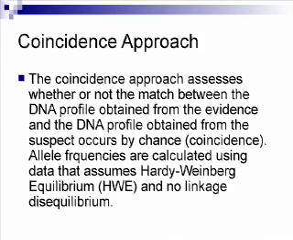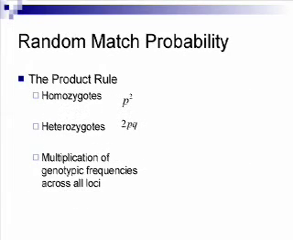Allele frequencies are calculated using data that assumes Hardy-Weinberg equilibrium and no linkage disequilibrium. Homozygote frequencies are determined by p squared and heterozygote frequencies by 2pq, the Hardy-Weinberg formula. The autosomal STR loci used by the forensic science community are not linked, and therefore the genotypes from each locus can be multiplied using the product rule to obtain the frequency of the combined individual genotypes.